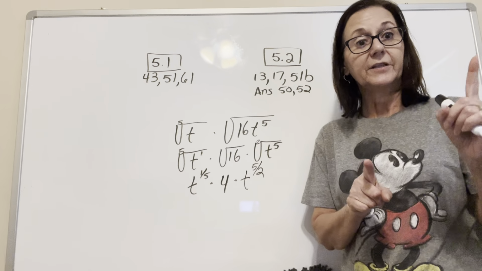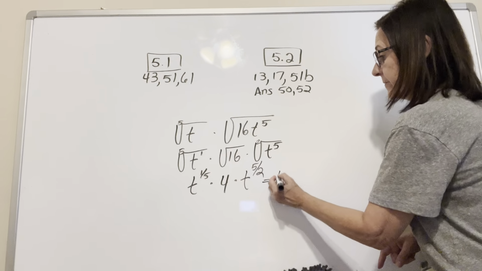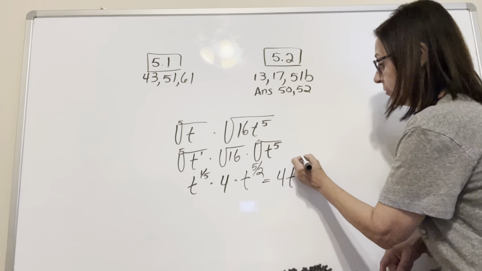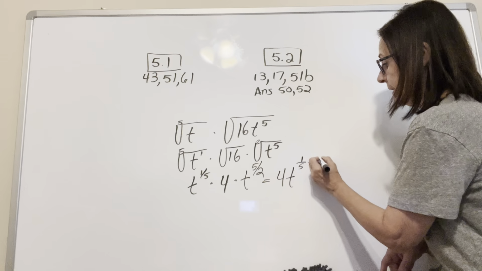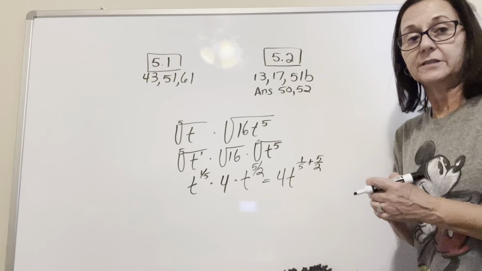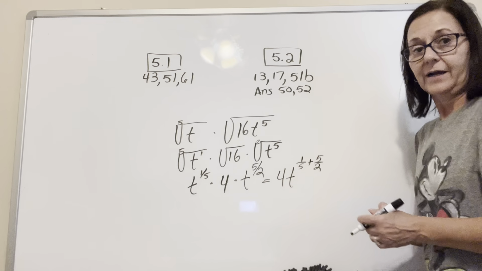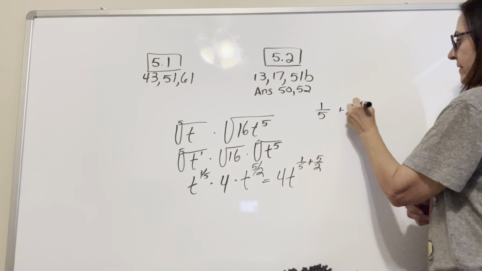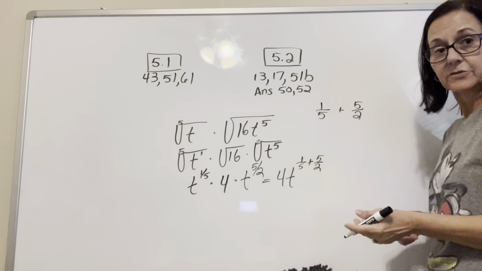Multiplication is addition to the exponents. So that's going to be 4t. Multiplication is addition. I'm going to add 1/5 plus 5/2, but I need a common denominator. All right, so I'm going to write this up here. 1/5 plus 5/2. My common denominator is going to be 10.